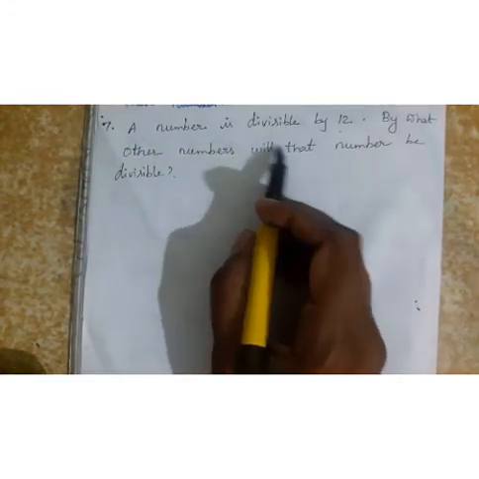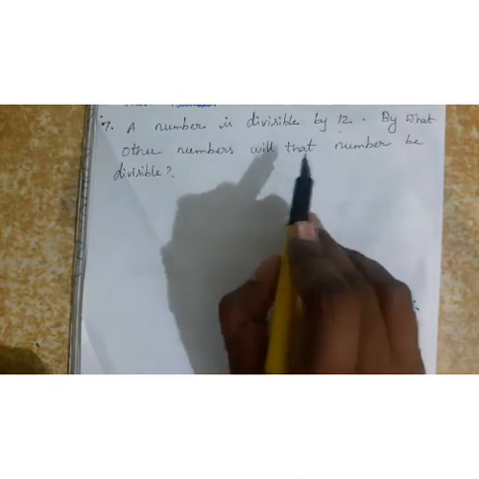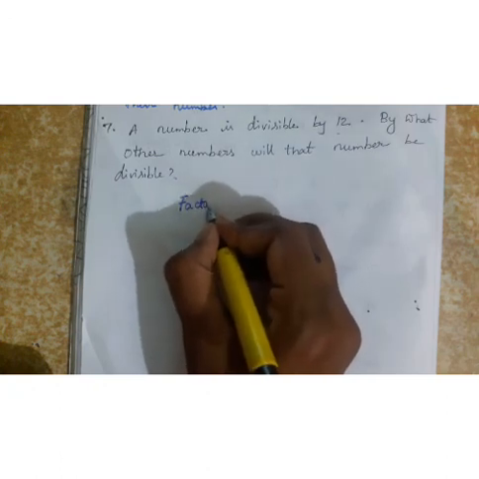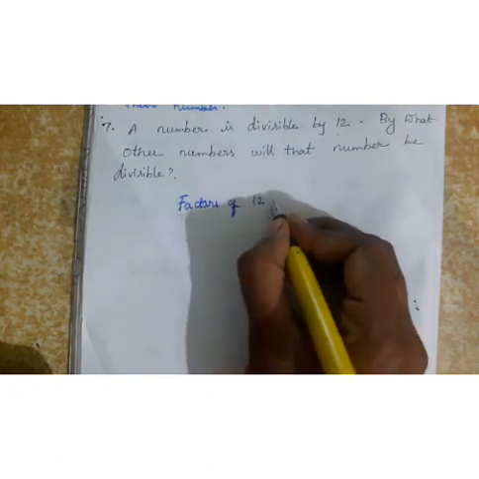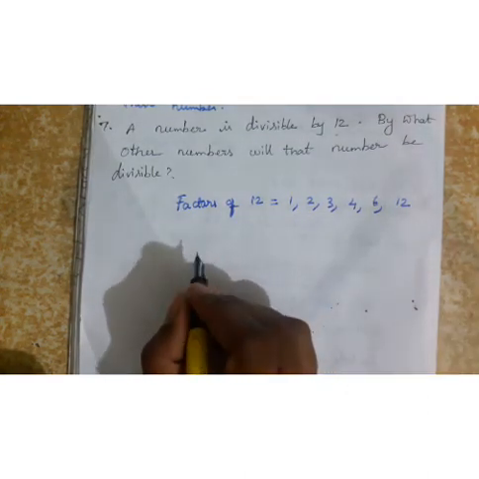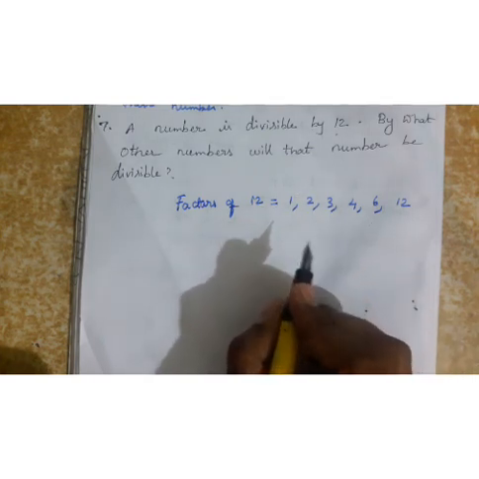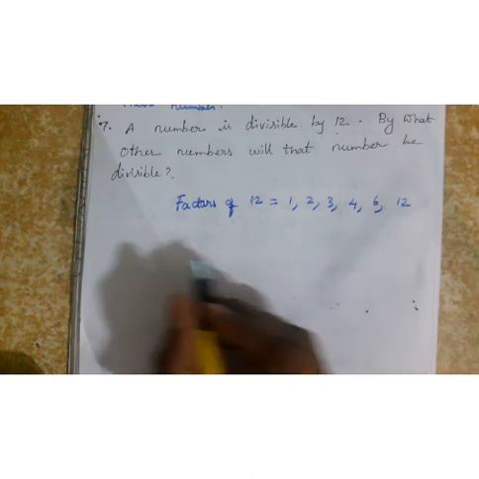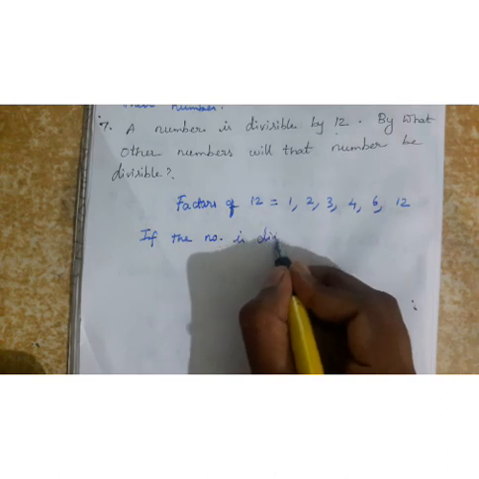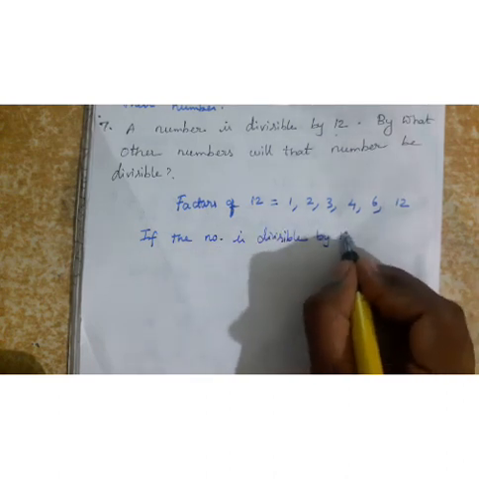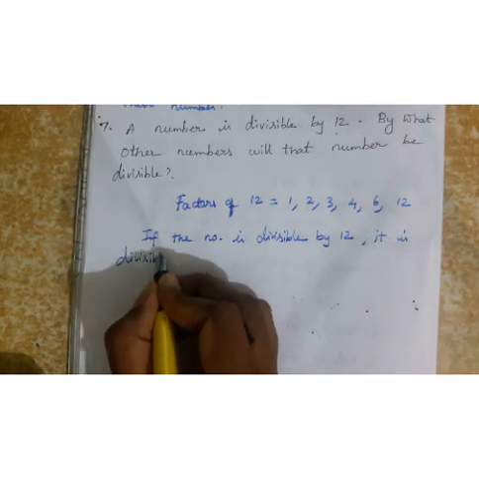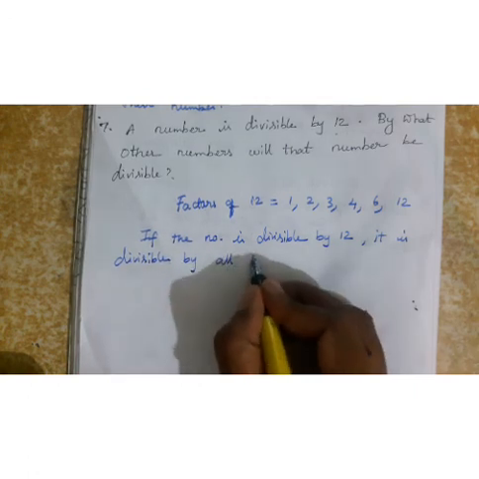Question number 7. A number is divisible by 12. By what other number will that number be divisible? So, let's find the factors of 12. Factors of 12 equal to 1, 2, 3, 4, 6, 12. If the number is divisible by 12, it is divisible by all the factors of 12.